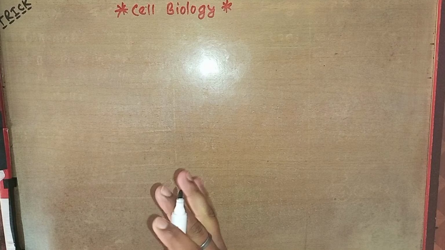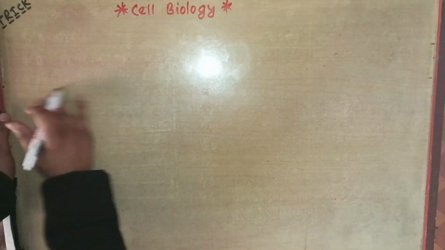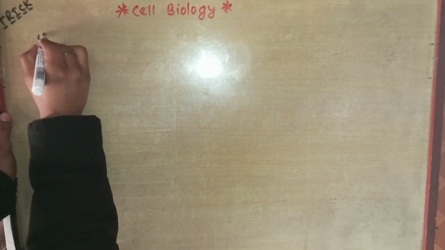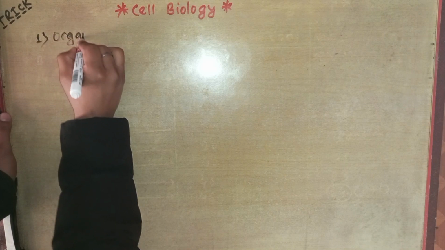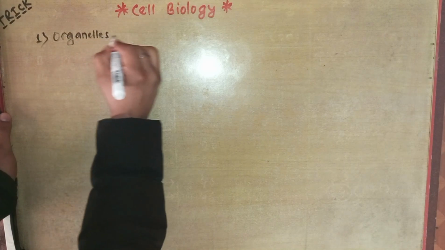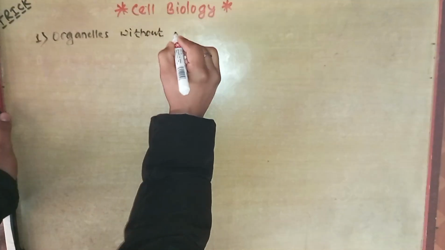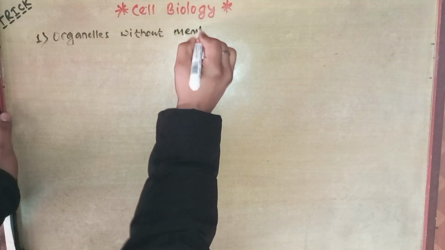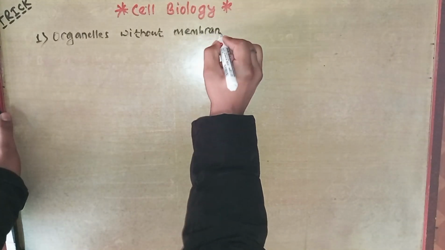First, I'll provide you a trick to remember organelles without membrane, that is amembranous organelles. Organelles without membrane, that is membraneless organelles.